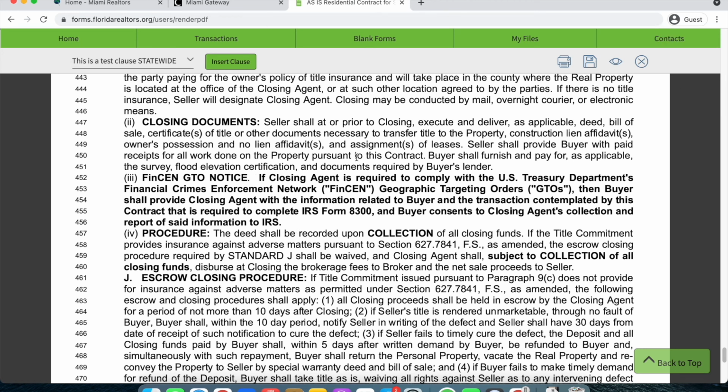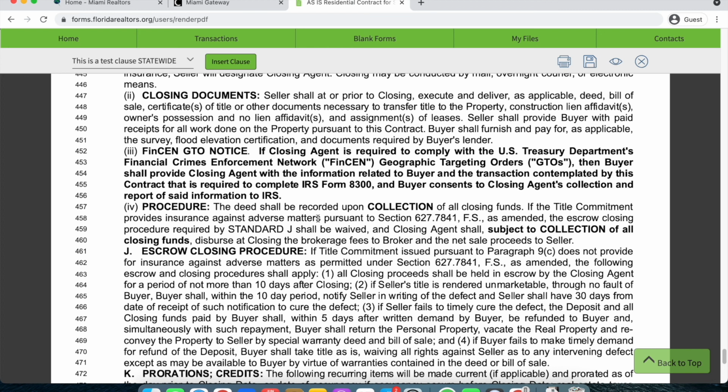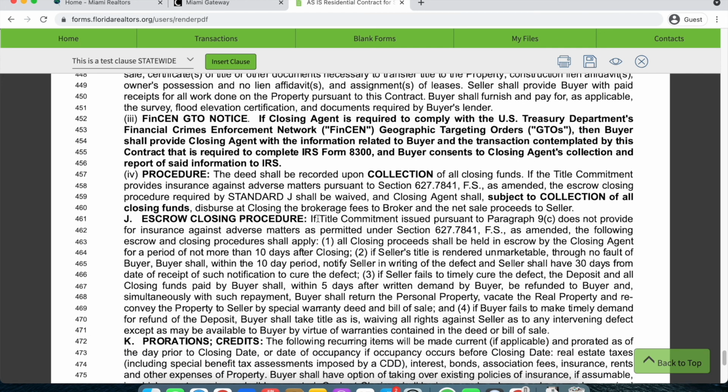Closing documents: seller shall, prior to closing, execute and deliver, as applicable, a deed. So this lays out what the closing documents are that need to be signed at that point, and I'd ask you to read it and also read the FinCEN GTO notice. Basically, just so you understand, the closing agents are required to disclose to the U.S. Treasury and Financial Crimes Enforcement anything that they see that may be out of order.